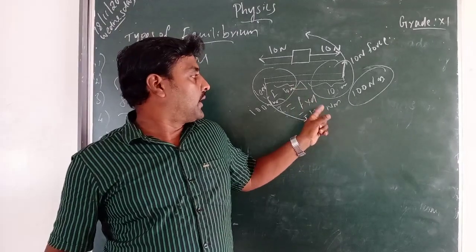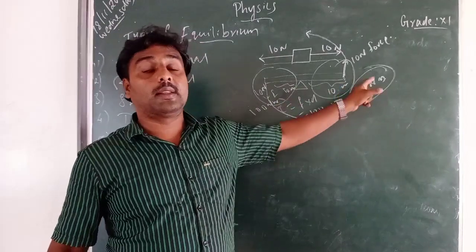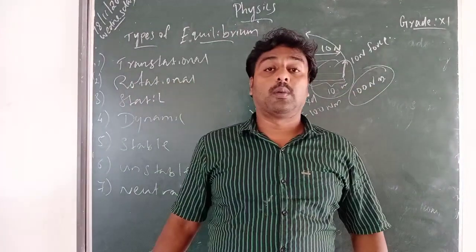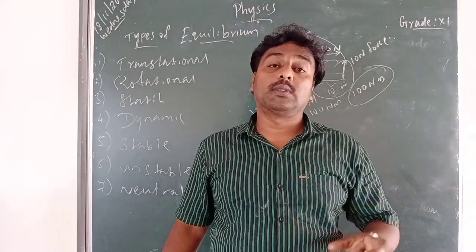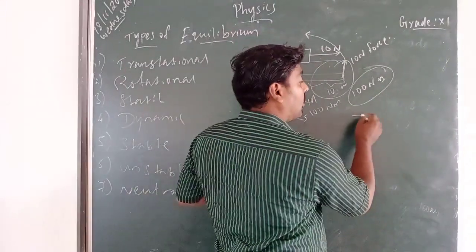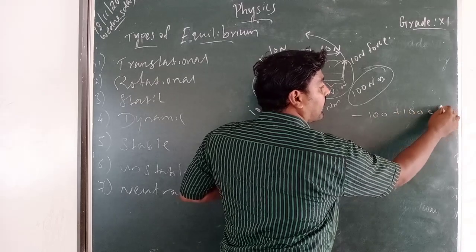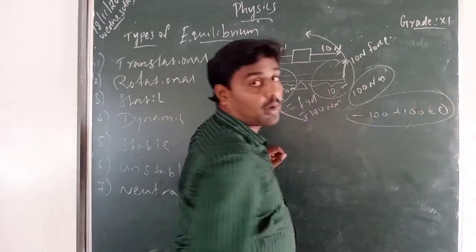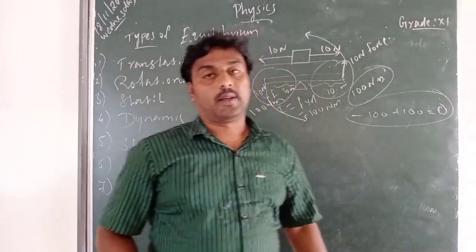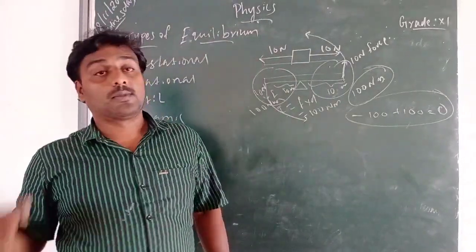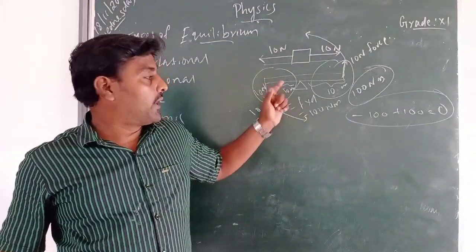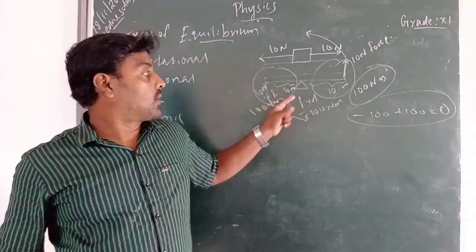What will happen to the net torque? The torque on this side is 100 Newton meter, and on that side also 100 Newton meter, acting in opposite directions. So minus 100 plus 100, the net torque is 0. Understand? This is rotational equilibrium. So understand this concept.